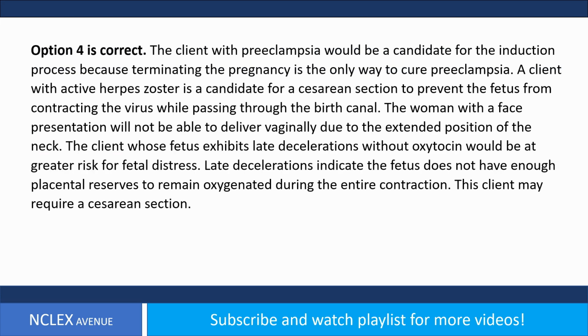The client with preeclampsia would be a candidate for the induction process because terminating the pregnancy is the only way to cure preeclampsia. A client with active herpes zoster is a candidate for a cesarean section to prevent the fetus from contracting the virus while passing through the birth canal. The woman with a face presentation will not be able to deliver vaginally due to the extended position of the neck. The client whose fetus exhibits late decelerations without oxytocin would be at greater risk for fetal distress. Late decelerations indicate the fetus does not have enough placental reserves to remain oxygenated during the entire contraction. This client may require a cesarean section.